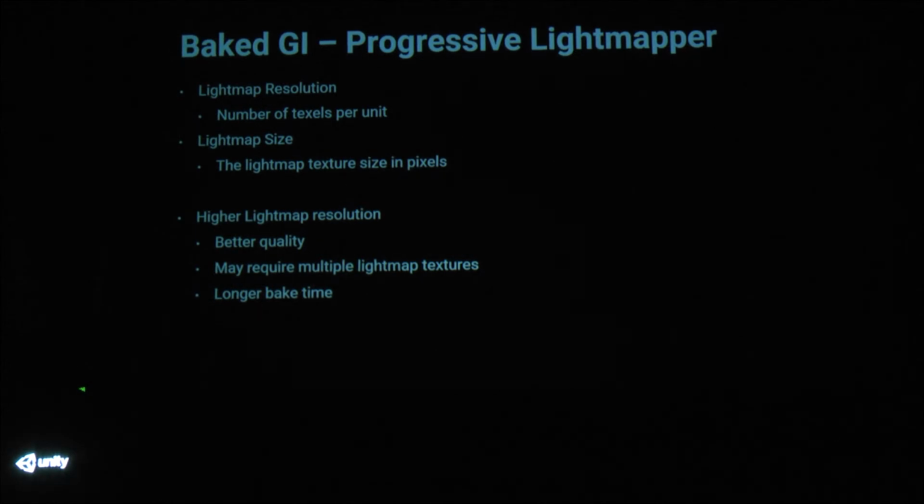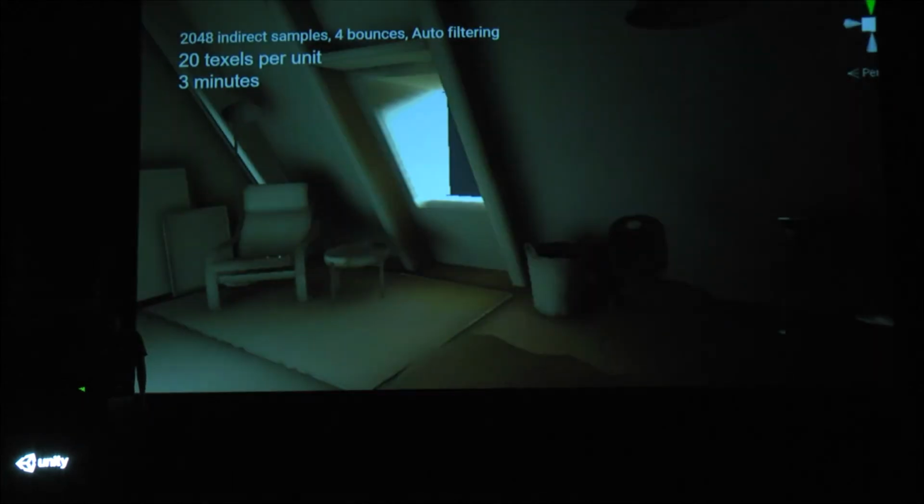So instead of a 1K map, you now need a 2K map to accommodate all these higher density details. In general, with a higher light map resolution you have better quality, but it will result in multiple light map textures and longer bake time as well. So here's a comparison.